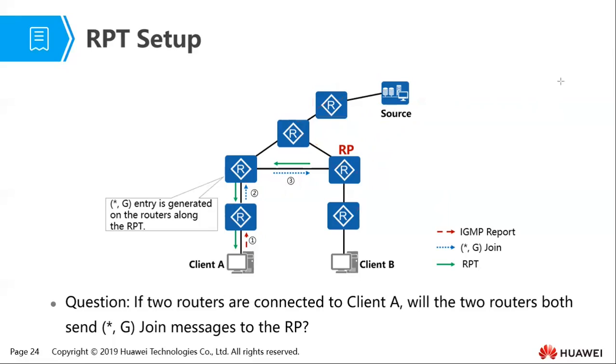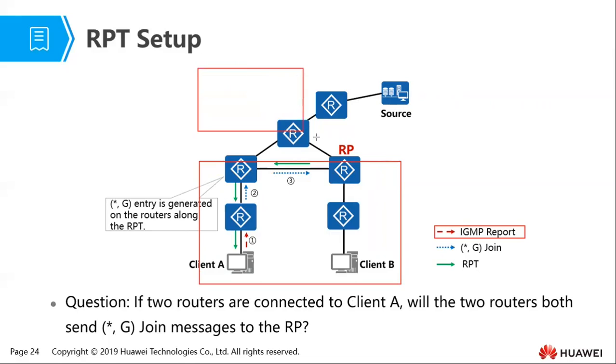So an RPT setup follows the following process. So step number one, so red here is an IGMP report. So step number one, client one. So sorry, let me just make something clear. There's something I think I said that was not right. An RPT is created from the rendezvous point all the way to the receivers, while an SPT is created from the source to the rendezvous point. So an SPT is created here from the source to the rendezvous point, but an RPT is created here to the receivers.